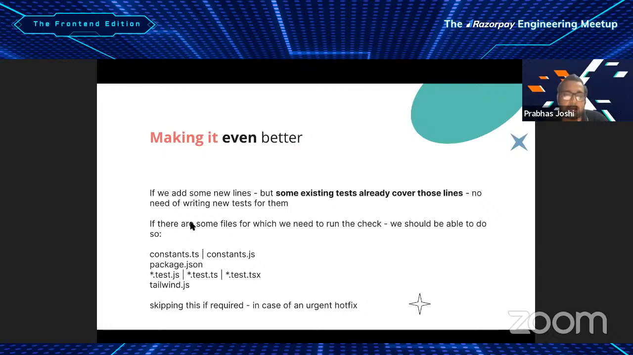Another point could be that not all your files need to be tested, right? Because let's say you have a constants file, you have a package JSON, you have these wildcard files, basically regular expressions describing all your test files or your end-to-end test files or your Tailwind config, right? I don't think we need to test those things because those are configurations, and we can ignore them, right? Another way could be we want to skip this check if it's a hotfix, right?